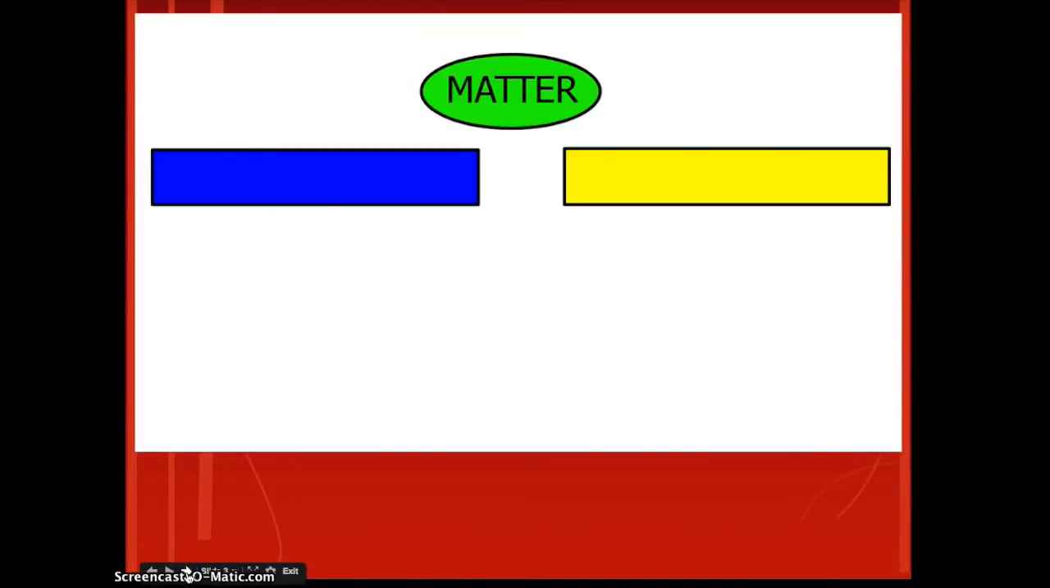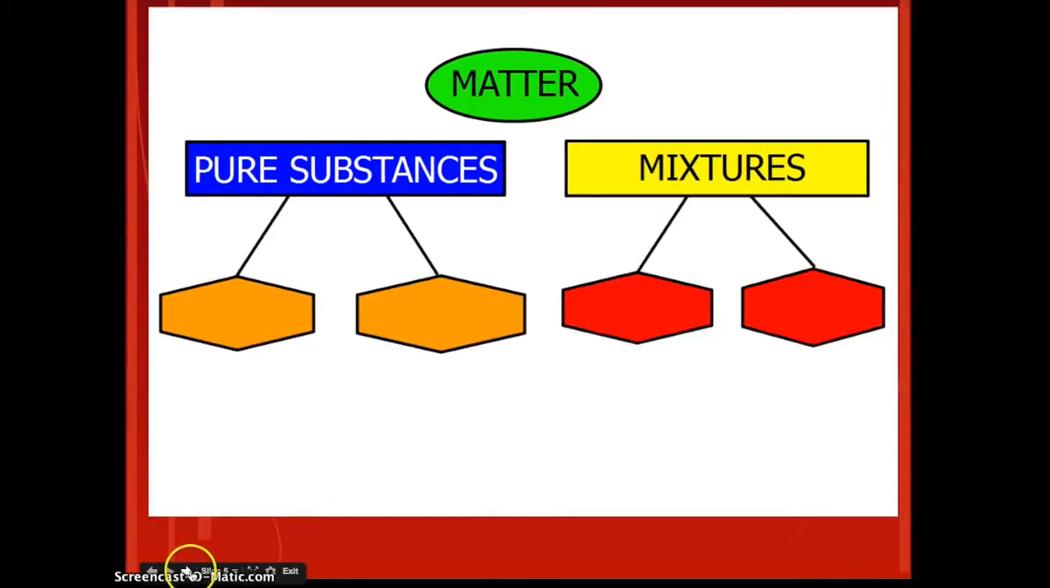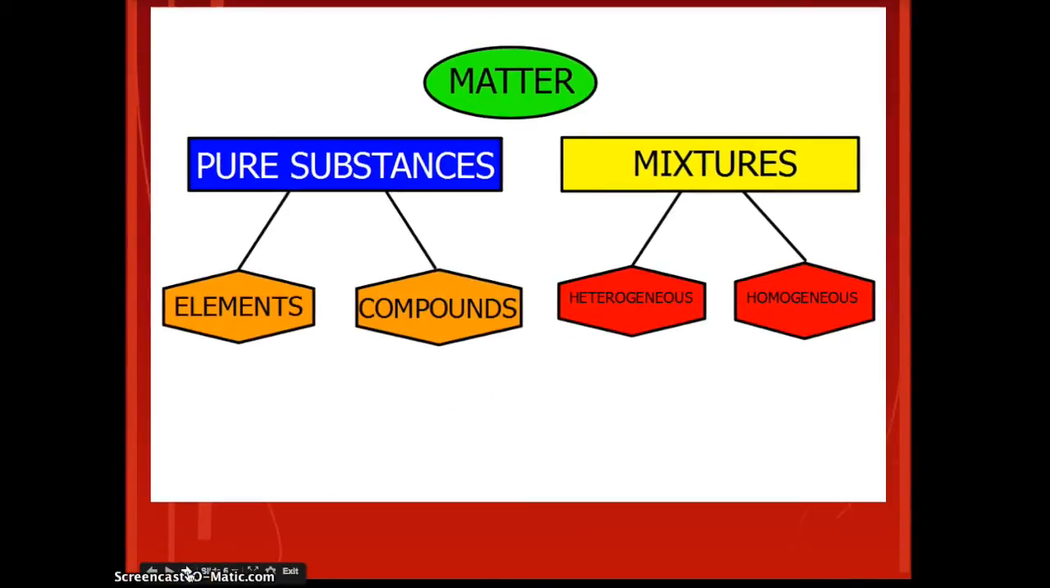Now if you remember, matter is broken down into two different categories: pure substances as well as mixtures. Earlier we focused much more on mixtures than we did on pure substances, but as we start talking about compounds and molecules and how all of those things work, we're going to be looking more at the left side than we are on the right side. Now, if we break them down, pure substances are made up of elements and compounds, whereas mixtures, we have heterogeneous mixtures and homogeneous mixtures. Now, how are these related?